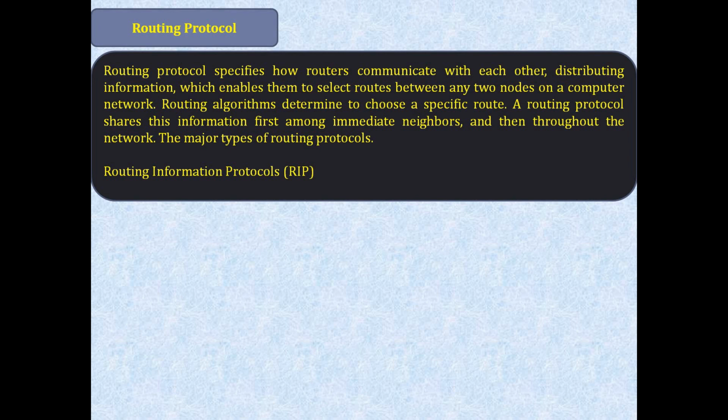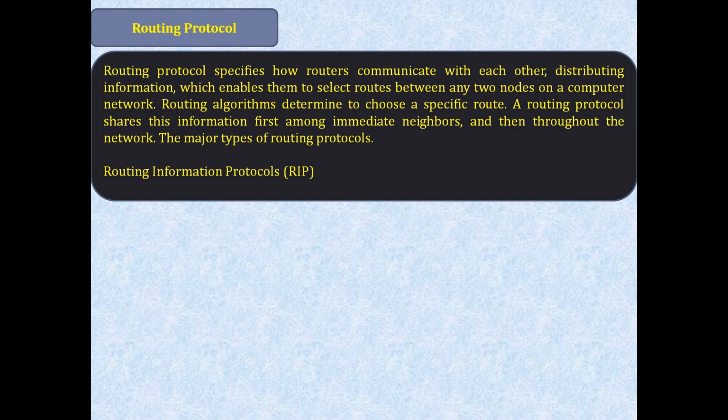So let's see. A routing protocol specifies how routers communicate with each other, distributing information which enables them to select a route between any 2 nodes of the computer network. A routing algorithm determines the specific route. A routing protocol shares the information first among the immediate neighbors and then throughout the network. Router A has some range of IP, router B has another range of IP, router C some other range of IP.